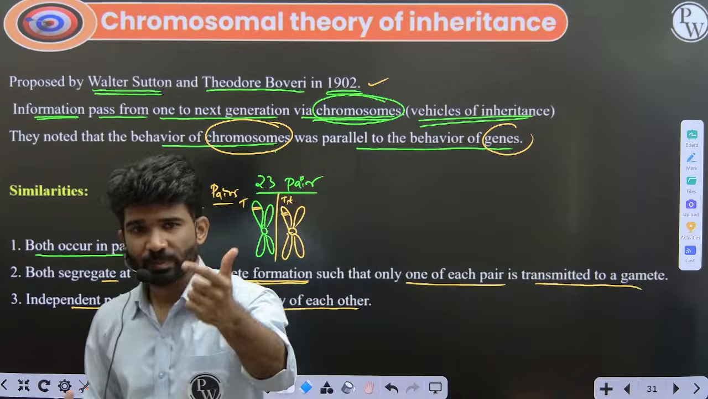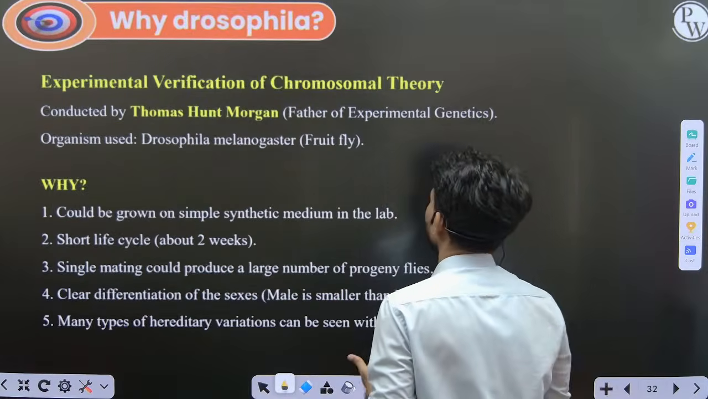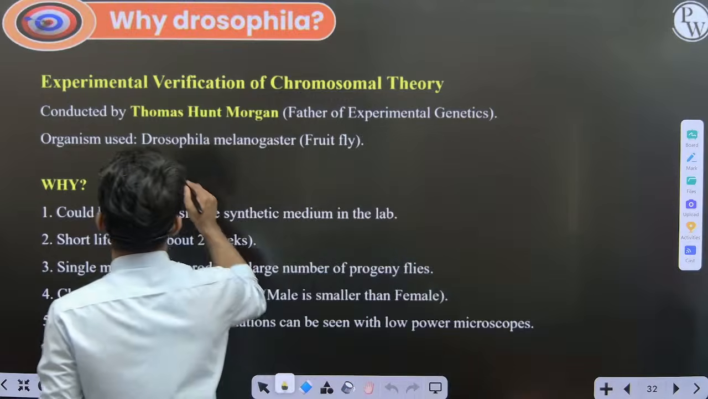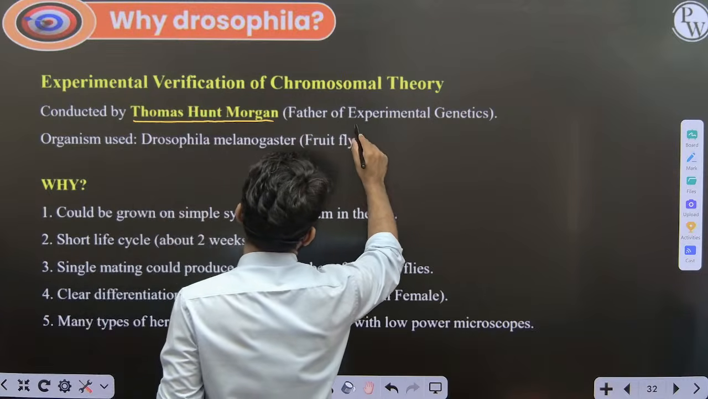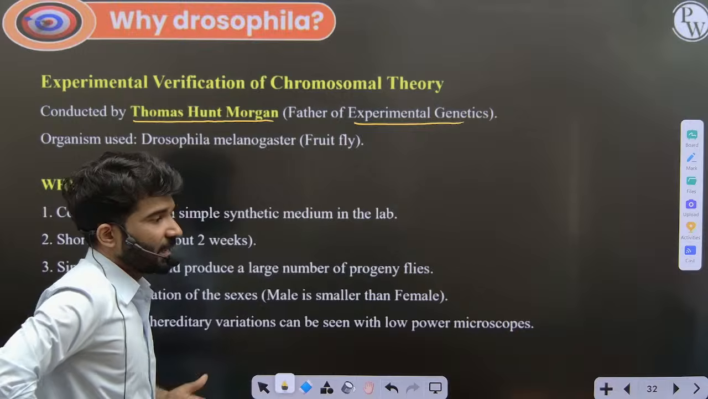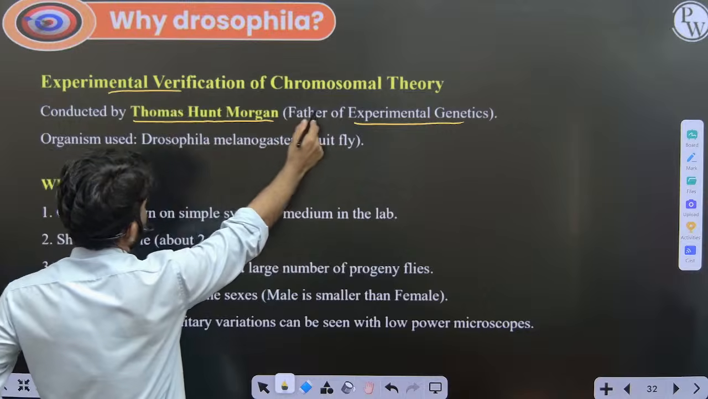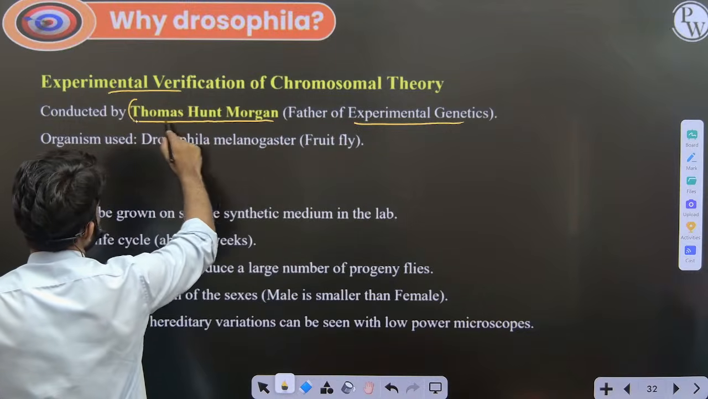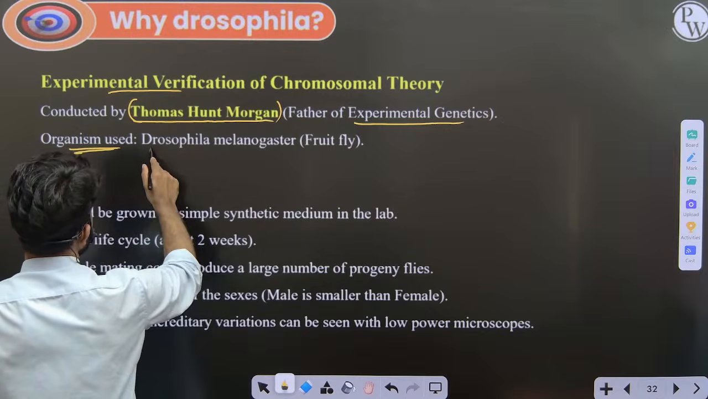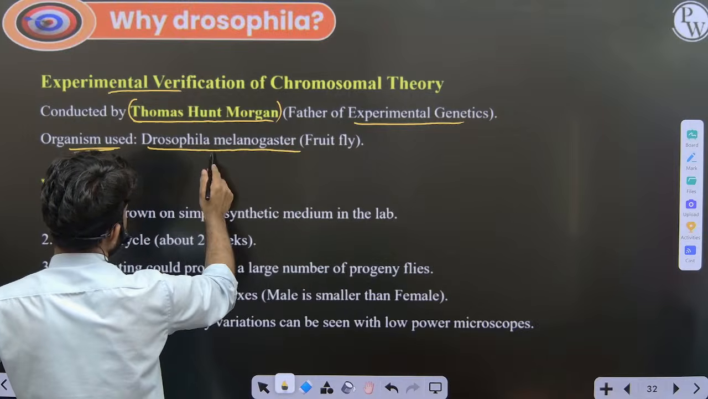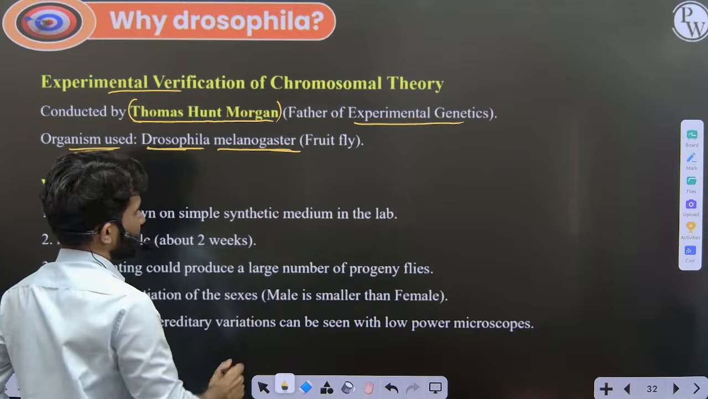But the experimental proof of this theory was given by another scientist, Thomas Hunt Morgan, the father of experimental genetics. The experimental verification of the chromosomal theory was made by Morgan. What organism was used by Morgan? He used Drosophila melanogaster, right? He used Drosophila melanogaster.